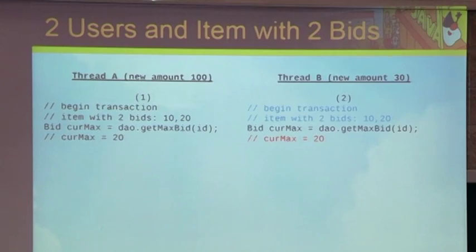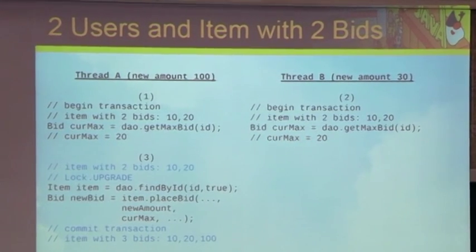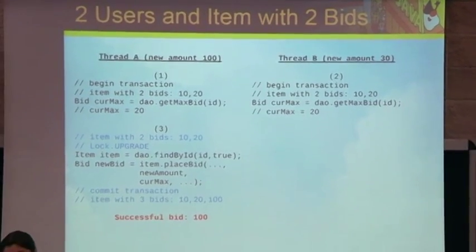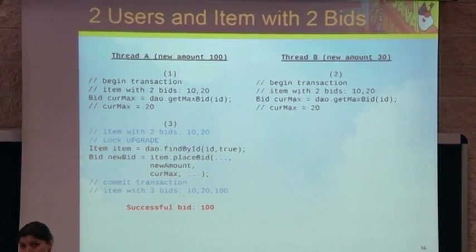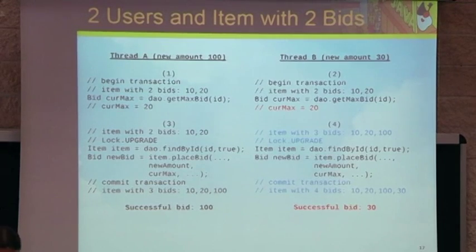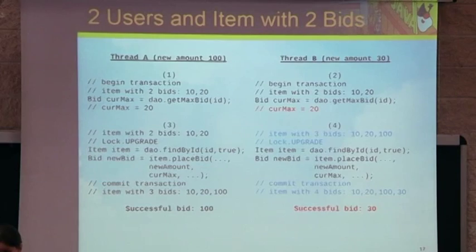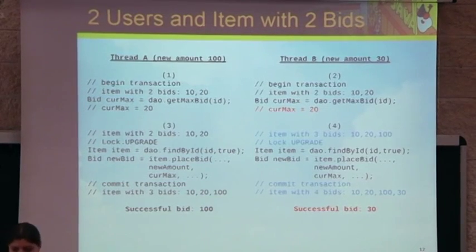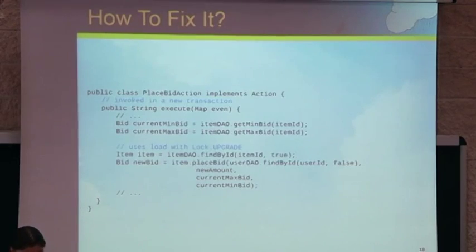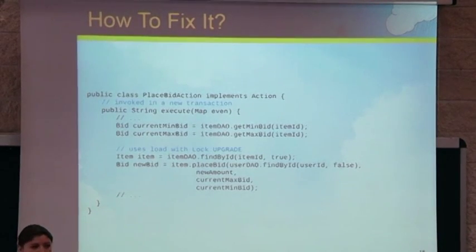And you can see now the scenario where the first user successfully bids for the given item, and unfortunately, the second user also successfully bids for the item with the lower amount. So something's wrong here, right? Do you have any idea how to fix it? Any ideas?